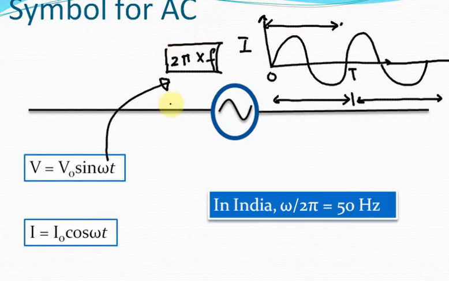Understood? In India, the value omega by 2 pi, which is the same as the frequency of the alternating current, is generally 50 Hz. What this means is that the current that you use to light up your bulbs, tube lights, computers and televisions actually has the same cycle repeating 50 times in 1 second. Understood? It increases, decreases and then again increases 50 times in 1 single second.